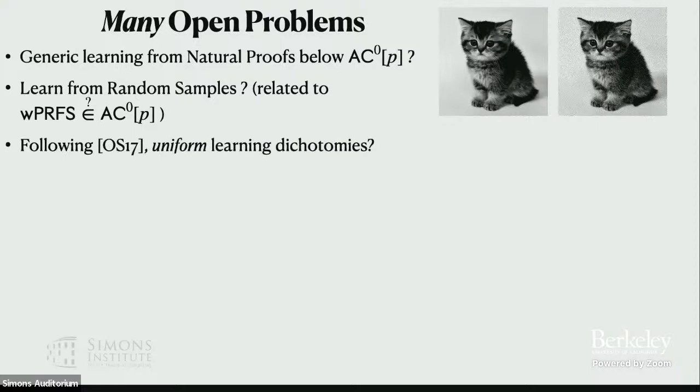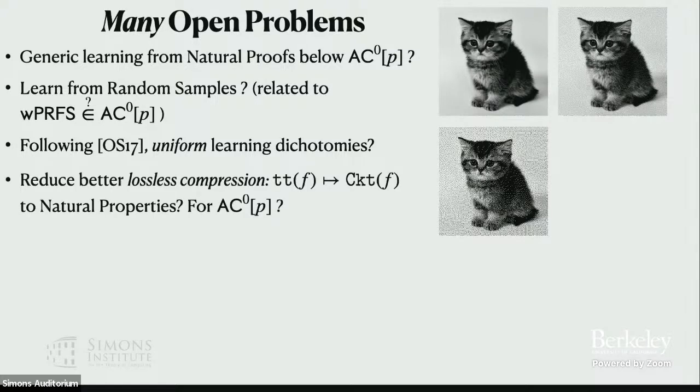Following this really nice work of, and wonderfully named, conspiracies between learning and algorithms of Oliveira and Santhanam, can we get uniform learning dichotomies where a concept class is learnable if and only if it doesn't contain certain kinds of pseudo-random objects in it, and it's learnable by an algorithm, not a circuit? That would be really nice. I'd love to work on that.